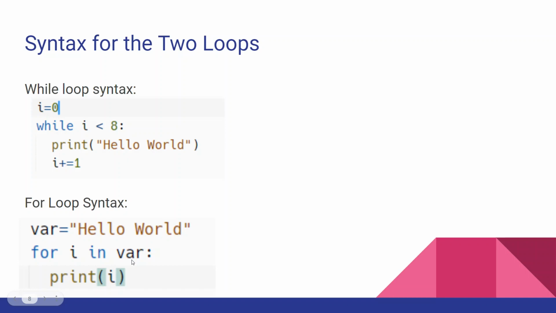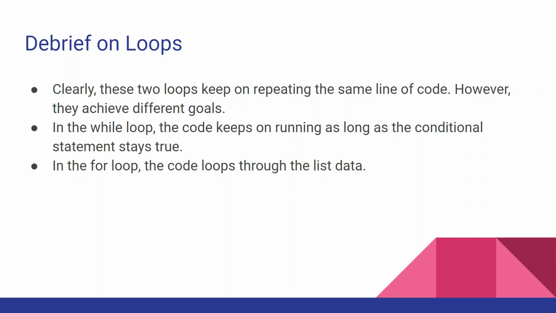So what this basically does is access each and every index of this variable. In the first iteration, we're going to have i equal to H. The second iteration, i equals E. The third iteration, i equals L, and so on. Why this works like that is that it loops through our var and accesses each and every index after every iteration. So now let's have a quick debrief on loops.